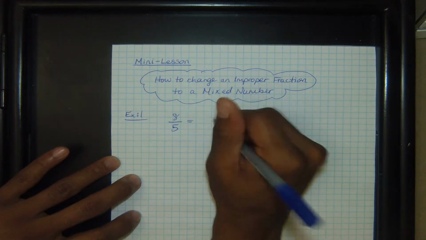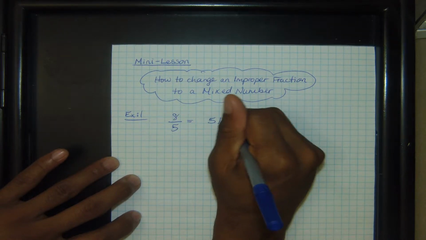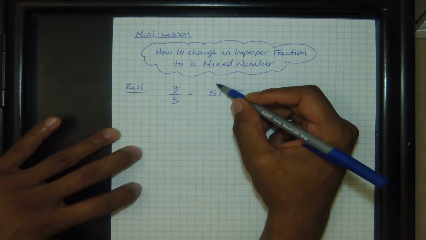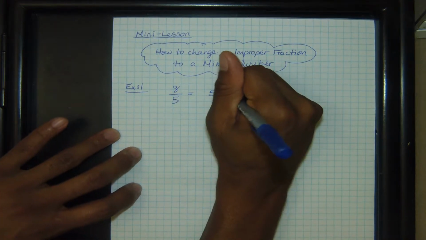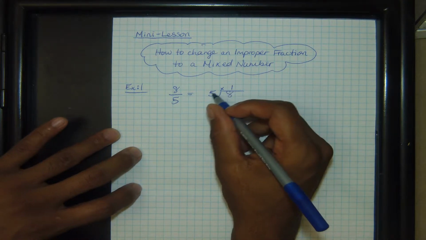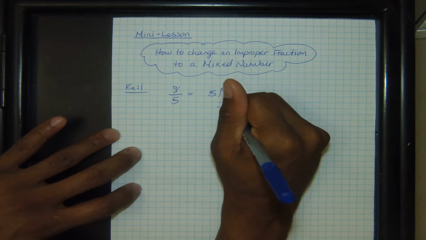So the denominator here is 5. Denominator goes here, the numerator goes on the inside. And now I want to go ahead and quickly assess how many times does 5 go into 8. If you've been working on your multiplication tables, you know that 5 goes into 8 one time. So 5 times 1 is 5. Now we subtract, that makes 3.